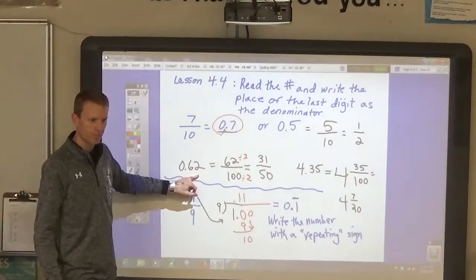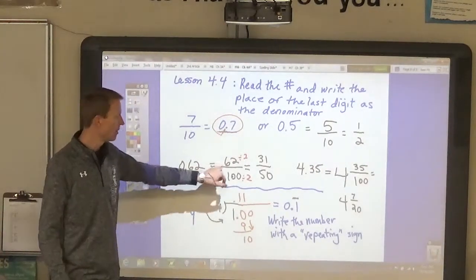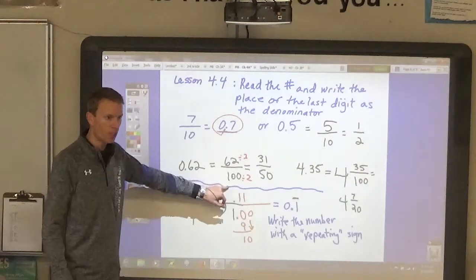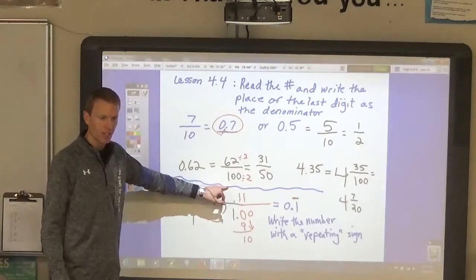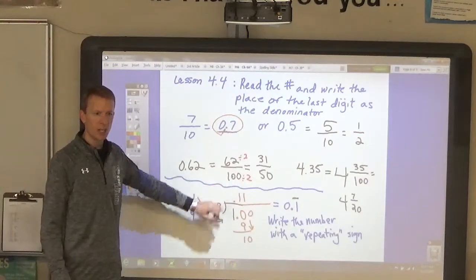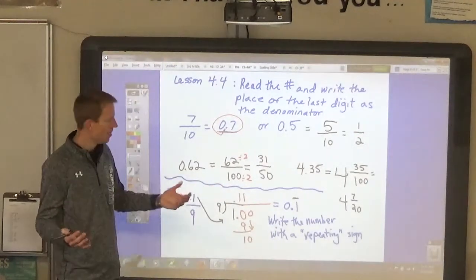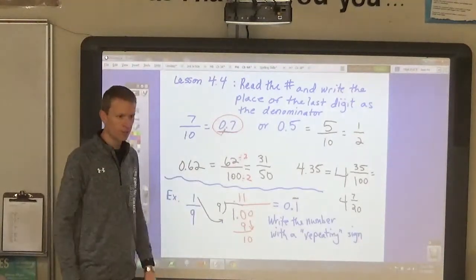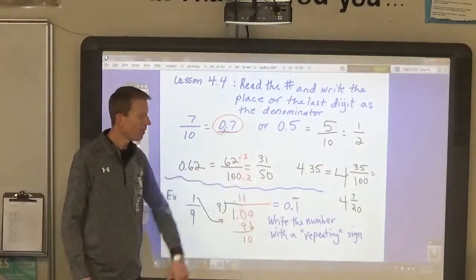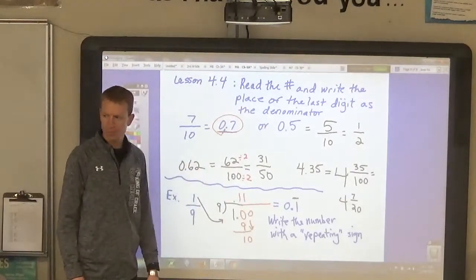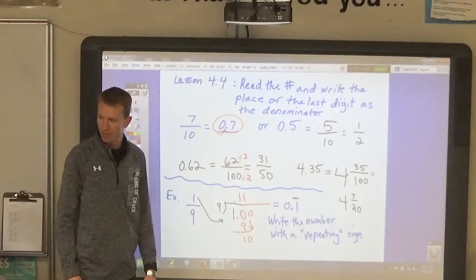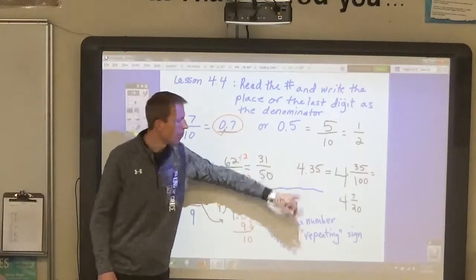How about this one? 62/100ths. We'd write that as 62/100. Then, since they're both even, you have to divide them by 2 and get 31/50ths. Okay? What if you have a mixed number?